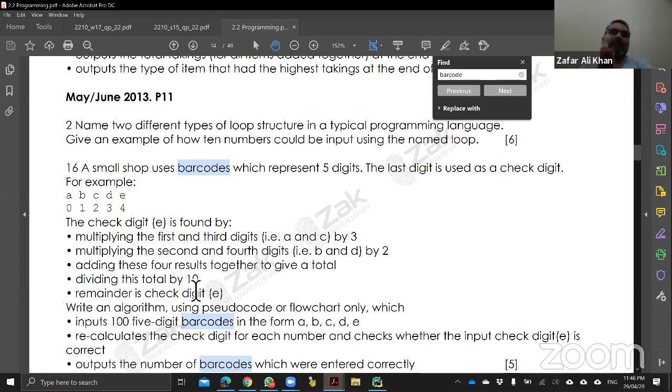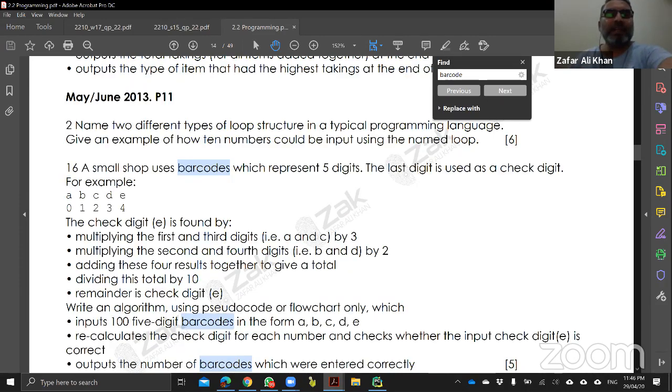As I told you, the word division does not imply what sort of division. We have got 3 types of division: remainder, integer quotient, and absolute division. So what sort of division this is, we have no idea. So we have to read further. It says that the remainder is the check digit. So it means that you will multiply the first and third digit by 3, the second and fourth digit by 2, add all those totals, divide them by 10, and whatever the remainder, that has to be equal to E over here. This is what they require.